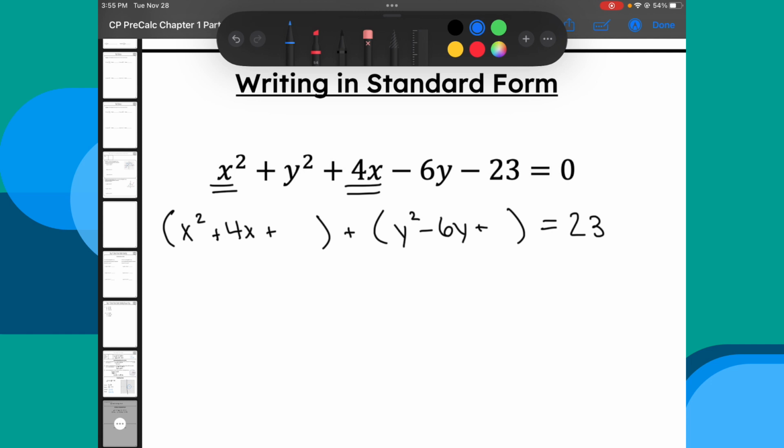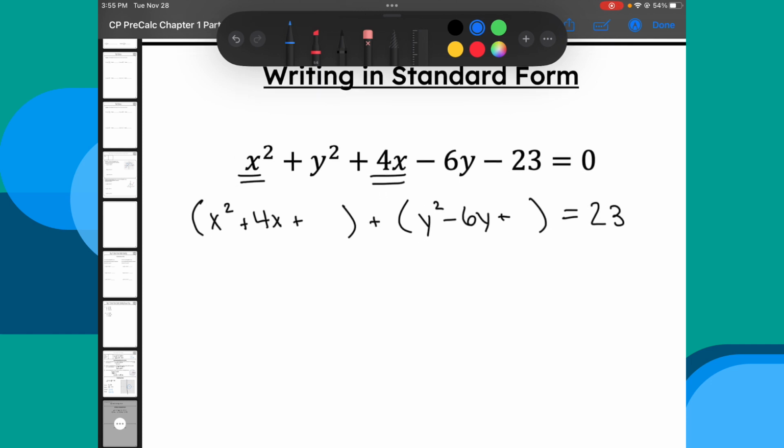This is where completing the square comes in. So we want to complete the square for this part of our quadratic here. So remember, we take b, we divide it by 2, and we square it. So 4 divided by 2 is 2, squared is 4. So I'm going to put that here. Don't forget to also always add it to the other side.